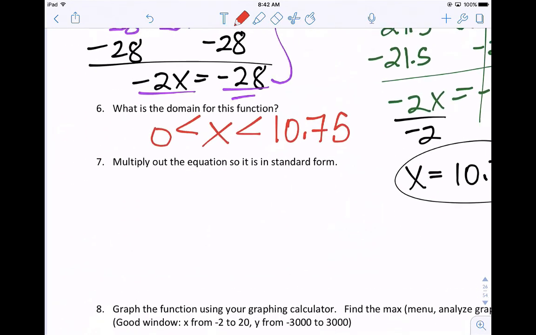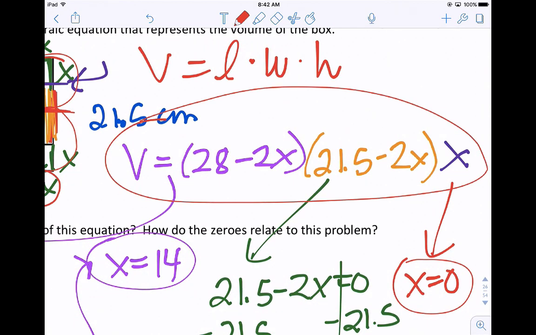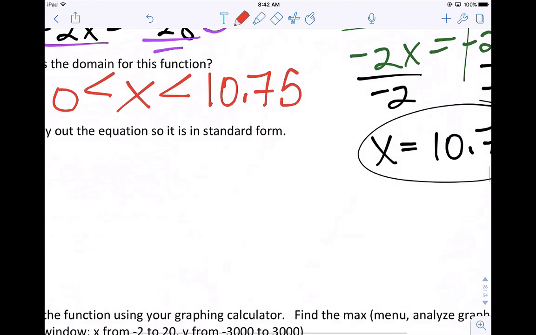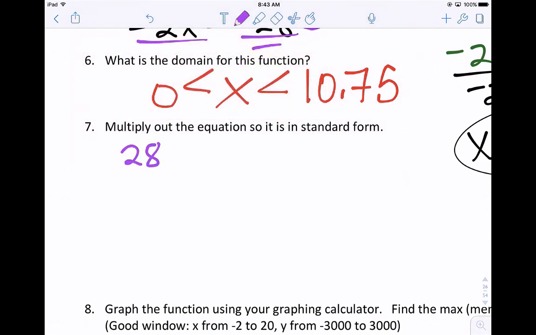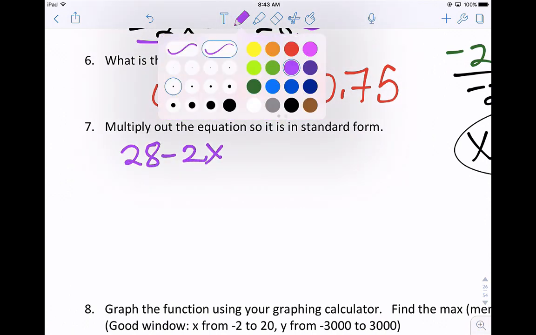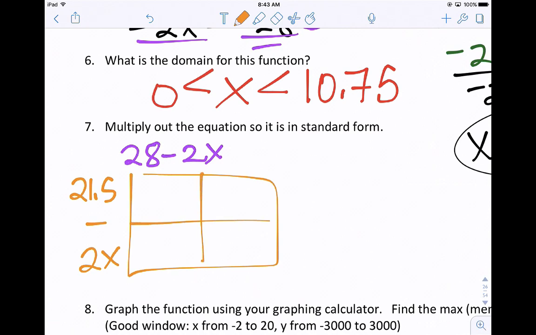So next step, let's multiply this equation out so it's in standard form. And the equation I'm talking about is this volume equation. So we're going to multiply that out. In last unit, we multiplied out these things that have three factors by multiplying out any two factors first, and then taking that answer and multiplying by the third factor. So I'm going to use a box and multiply out the 28 minus 2x by 21.5 minus 2x, and we're going to get the inside right there.